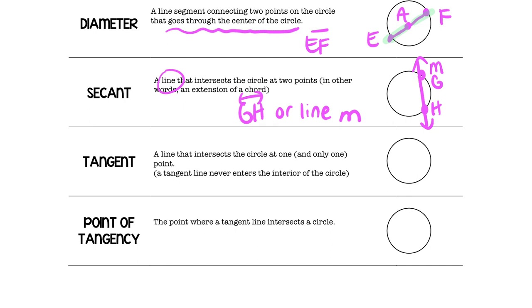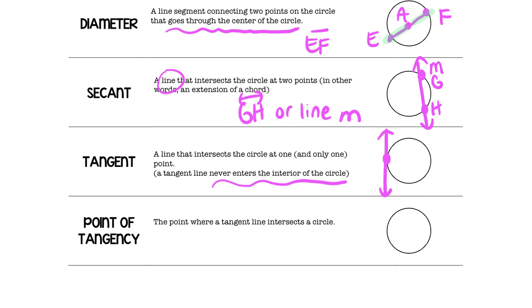A tangent, this might also be a new word. It's a line. We did do tangent in the context of triangles, like the TOA part of SOHCAHTOA. This is like totally different. A tangent line for a circle is a line that intersects the circle at one and only 1 point. A tangent line never enters the interior of the circle. So I'm going to just put a point on here, and then when I draw the line, it's kind of hard to draw this sometimes, but it only touches the circle at that 1 point. So it just touches it. It doesn't necessarily cut through the circle. It never goes into the circle.